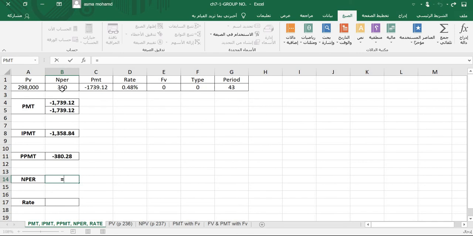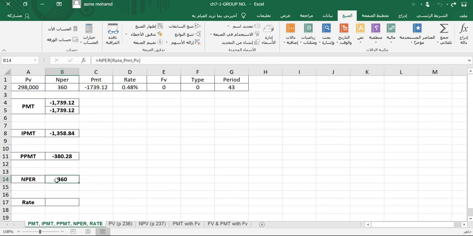The NPER, it's easy. It's short for number of periods. So we'll insert the rate, PMT, PV. And notice here, because I haven't used a comma, Excel did not figure out that I have moved from the rate. So the rate, the PMT, and then the present value. Now we'll close it. We'll see.